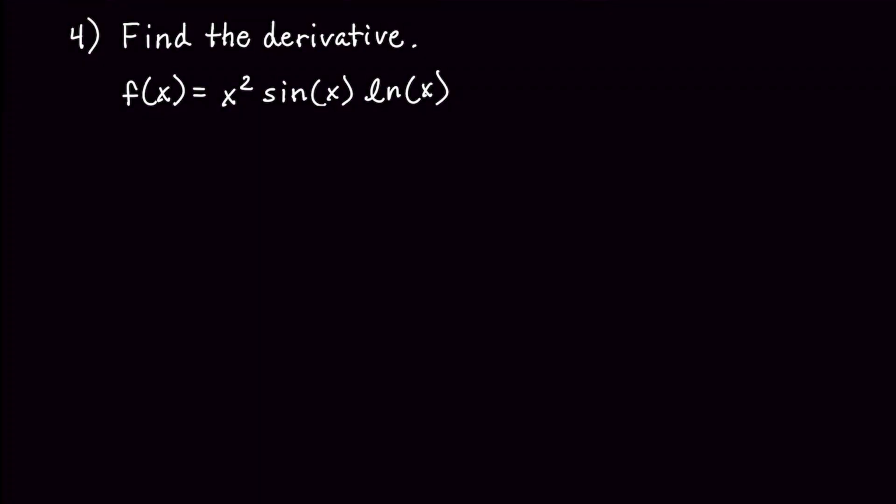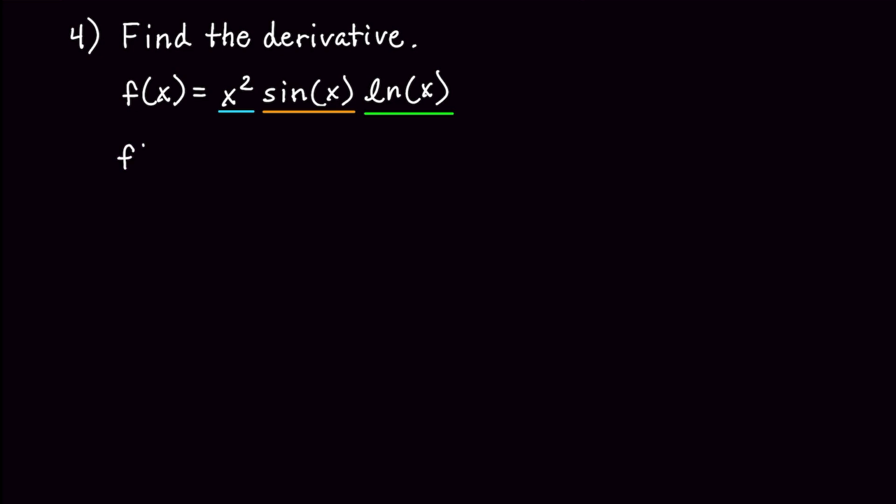For our fourth and final example, we're asked to find the derivative of f of x equals x squared times sine of x times ln of x. So we have three functions being multiplied, x squared being our first function, sine of x being our second function, and ln of x being our third function. And to compute this derivative, we're going to need the product rule for three functions, which we can remember using d1, k2, cycle prime through.